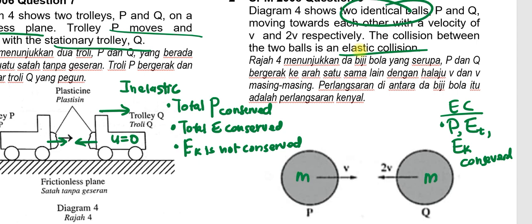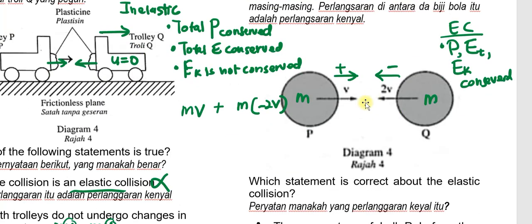Okay, this is going left. Let's say I ask you to calculate the momentum. How do you calculate this? You take the mass times velocity of P plus mass times velocity of Q. You might write 2V, right? But be careful, the velocity is in the opposite direction. If this one you take as positive, this should be negative. Be careful about putting the negative.